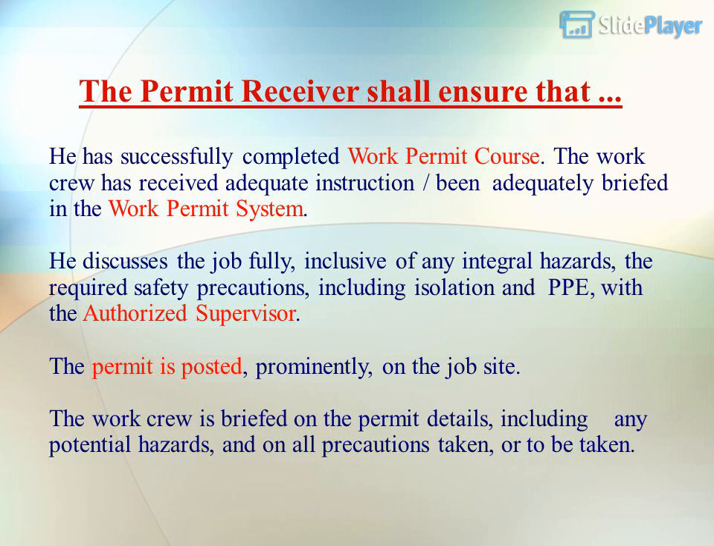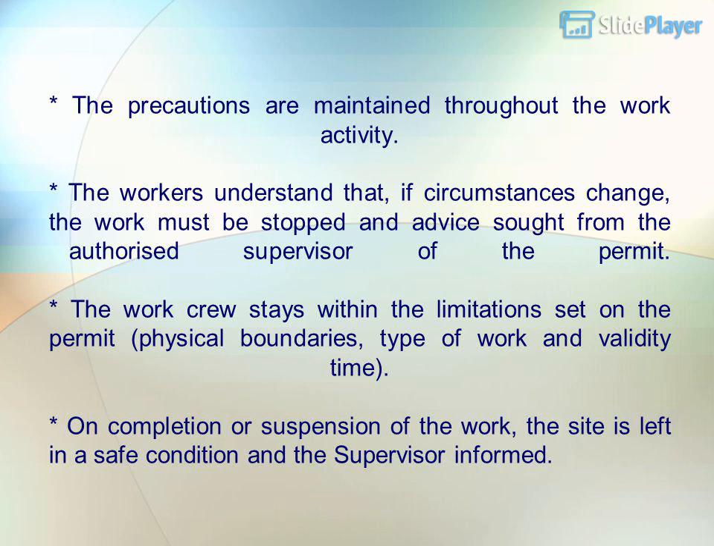The work crew is briefed on the permit details, including any potential hazards, and on all precautions taken, or to be taken. The precautions are maintained throughout the work activity. The workers understand that, if circumstances change, the work must be stopped and advice sought from the authorized supervisor of the permit. The work crew stays within the limitations set on the permit: physical boundaries, type of work and validity time. On completion or suspension of the work, the site is left in a safe condition and the supervisor informed.